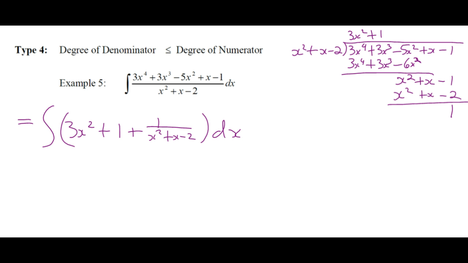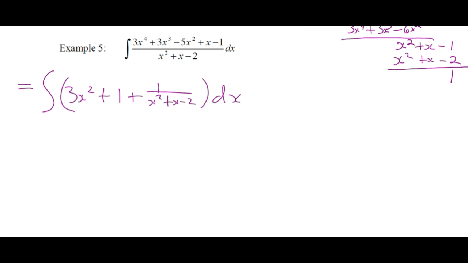Now, the first two are easy to figure out, right? 3x squared, that's just x cubed. Plus 1, that's just x. The other one, we're going to use partial fractions on it. So we've got to go again. This, easy, x cubed. This, easy, x. This one we have to decide.